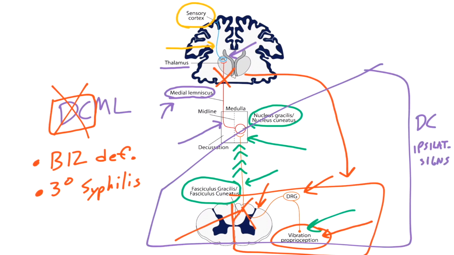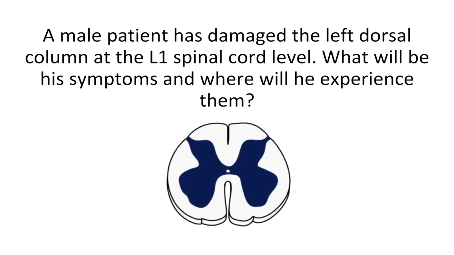So now let's dive a little deeper with a question. So a male patient has damaged the left dorsal column at the L1 spinal cord level. What will be his symptoms and where will he experience them? Okay, so this is the patient's left and this is the patient's right.